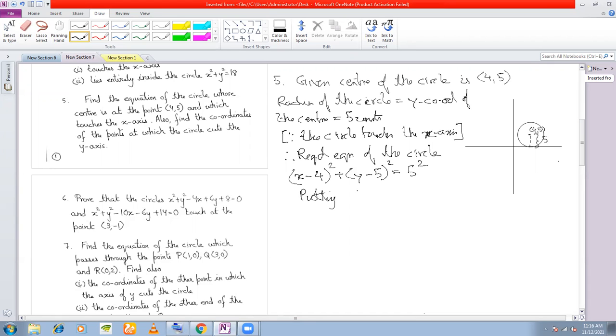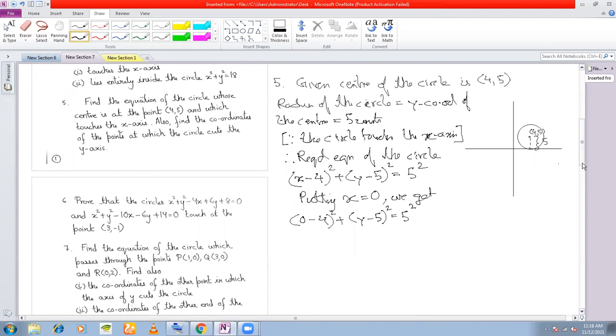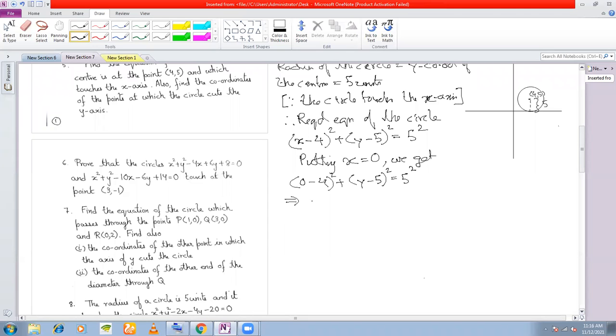On the y-axis, x is equal to 0, so we have to put that in. We get (0 minus 4) square plus (y minus 5) square is equal to 5 square. Now you will get a quadratic here. You have 16 plus (y minus 5) square is equal to 25. Instead of expanding (y minus 5) whole square, you can write it as (y minus 5) whole square is equal to 25 minus 16. That means (y minus 5) whole square is equal to 9.